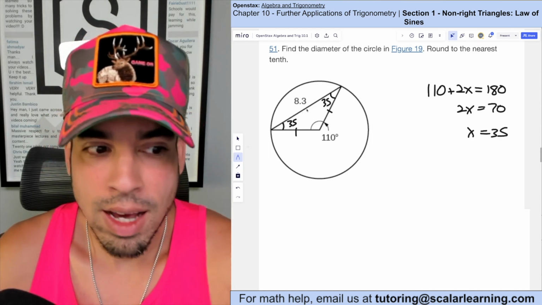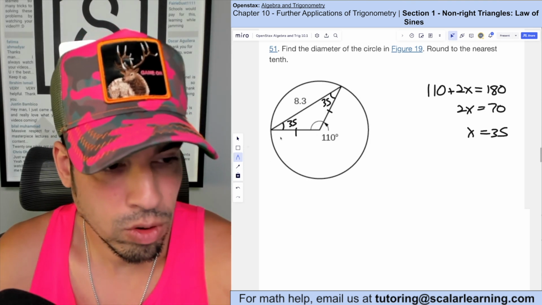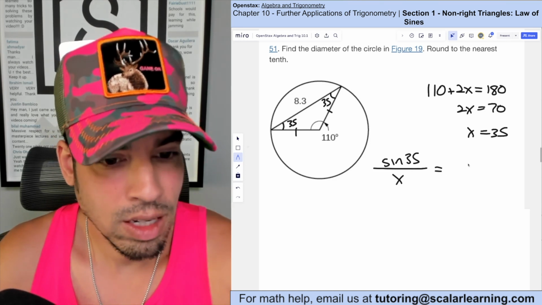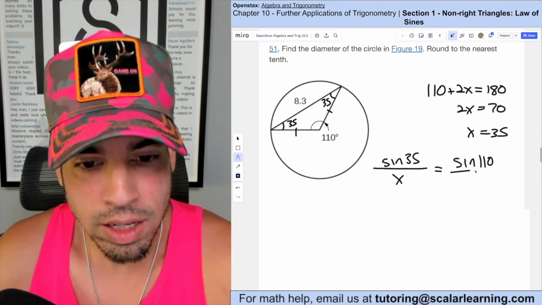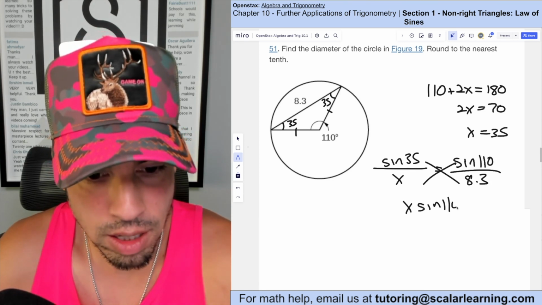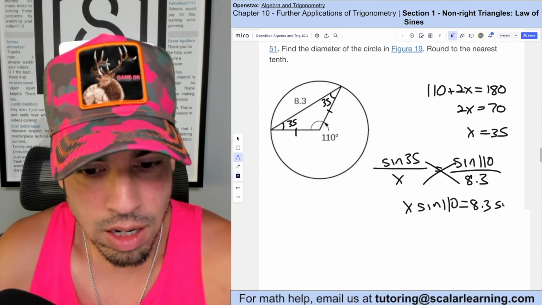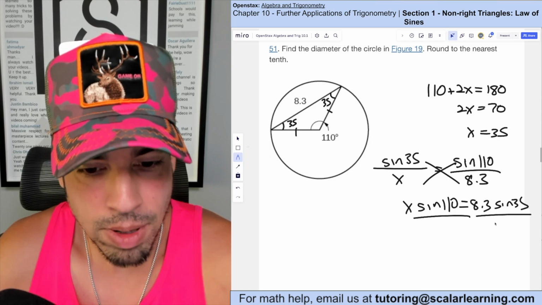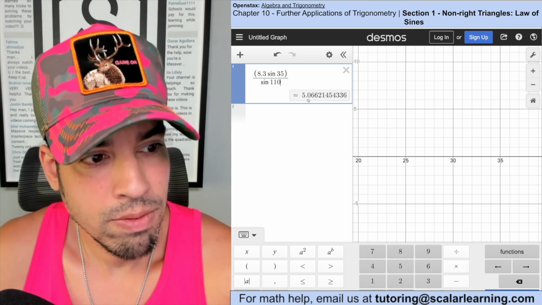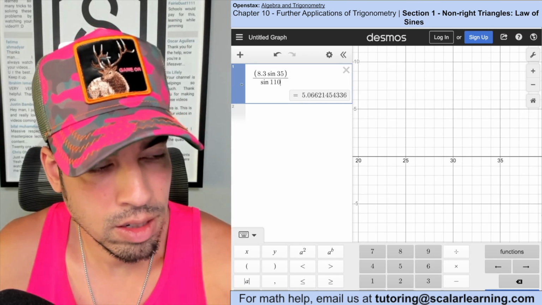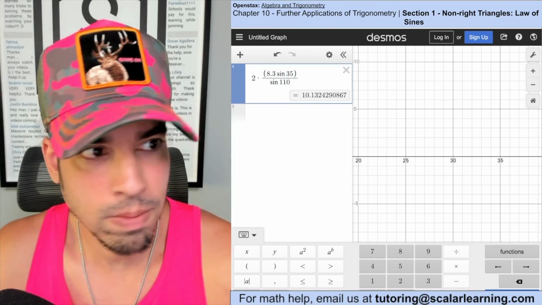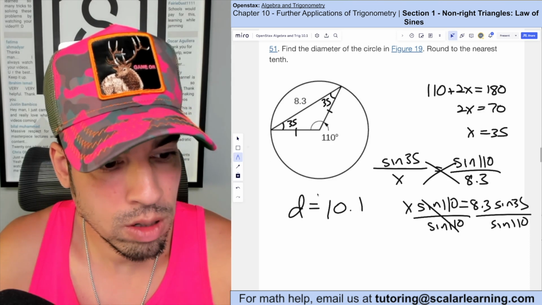All right, cool. Now we can use the law of sines to solve for the radius. I can say sine of 35 over the radius, which I'll call x, is equal to sine of 110 over its opposite side, which is 8.3. So now let's cross multiply. We got x sine of 110 equal to 8.3 sine of 35. Next, we're going to divide by sine of 110, like so, and let's plug that into Desmos. We'll see what we get for the radius. And we get 5.06, but this is just the radius. So to get the diameter, I'm going to multiply it by 2, and we get 10.1. So the diameter is 10.1, boom, done.